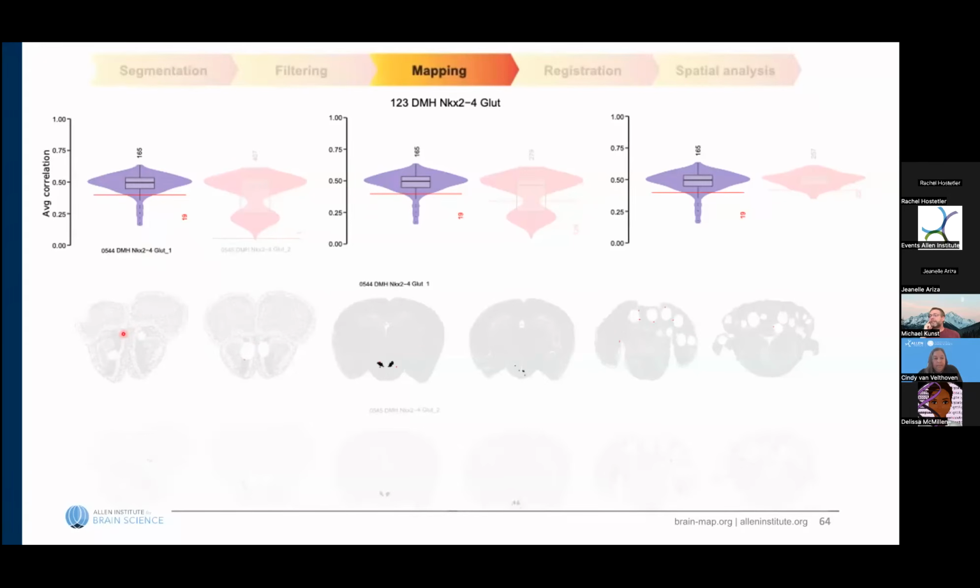And once again, we can look at where the cell types are located. You can see everything in black is something that survives filtering. Everything in red is something that gets filtered out. And we can clearly see that these are cell types that are nowhere near the hypothalamus.